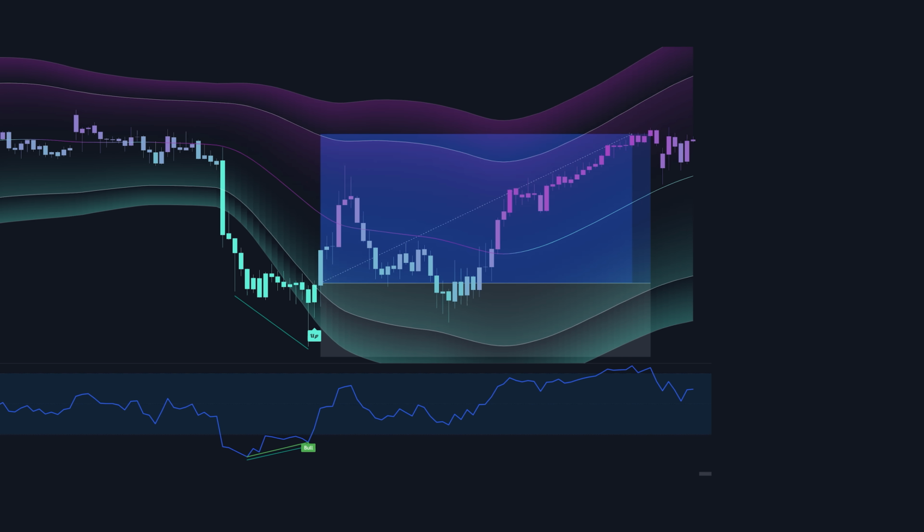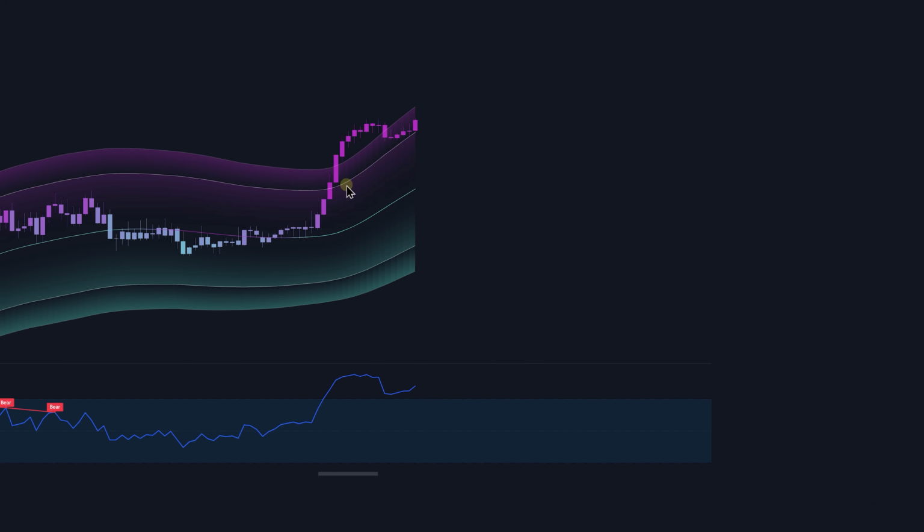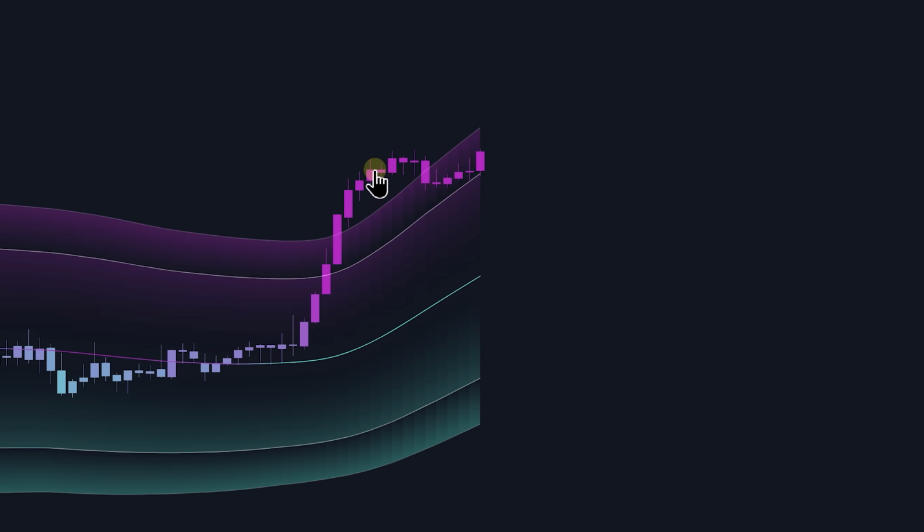Now, for a short position, we do the opposite. Condition number 1 is that price should be overextended to the upside, so much so that a candle opens and closes completely outside the upper outer band, which is this one right here. Condition number 2 is to wait for the price to start moving back down until a candle closes inside the upper inner band, which is this one.